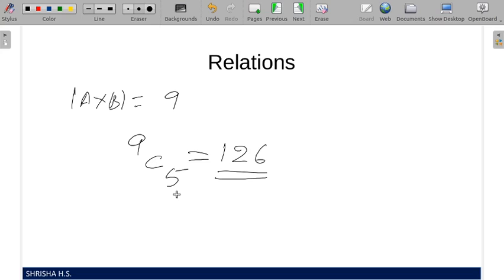That's the calculation of 9C5. So combinatorics, I think you know, right? n factorial by (n minus r) factorial multiplied by r factorial. So that formula you apply and you will get 126 will be the answer.